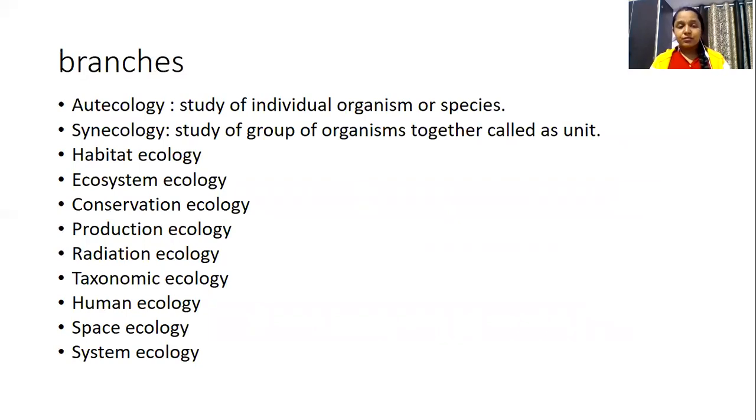Looking into the branches of ecology, there are various branches. Firstly, we divide them into autecology and synecology. Autecology is the study of an individual organism or a species, a very precise, narrow study of an individual organism or an individual species. Whereas synecology is the study of a group of organisms as a unit. We divide the organisms into units and make a study of those groups.